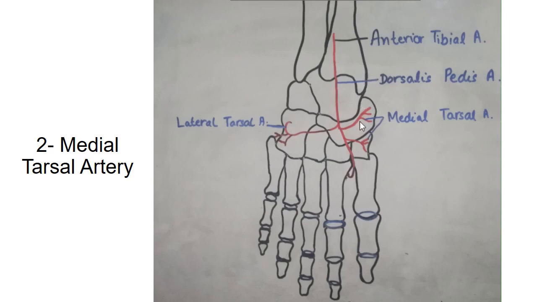As we talked about with the lateral tarsal artery, these medial tarsal arteries also anastomose with the anterior medial malleolar artery, which is a branch of the anterior tibial artery, and take part in anastomosis around the ankle joint.